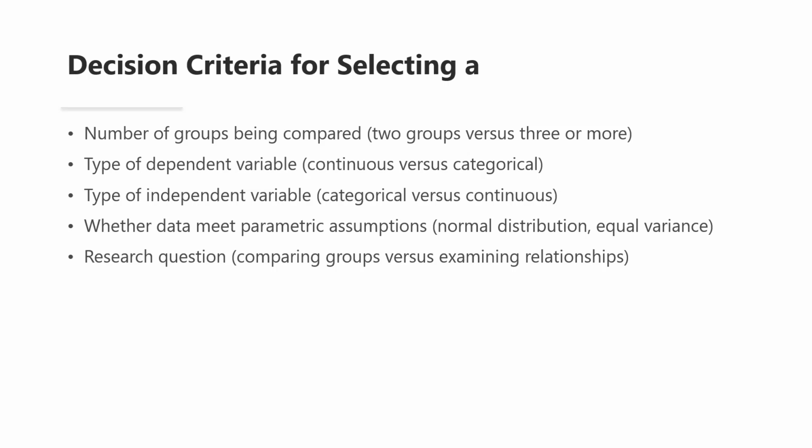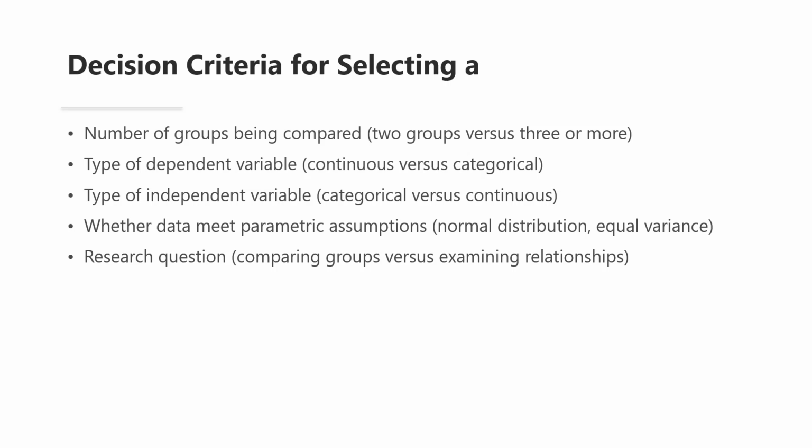Fourth, determine whether your data meet the assumptions required for parametric tests. Parametric tests, which include the t-test and analysis of variance, assume that data are normally distributed and that the groups have approximately equal variance. If these assumptions are not met, you may need to use non-parametric alternatives.